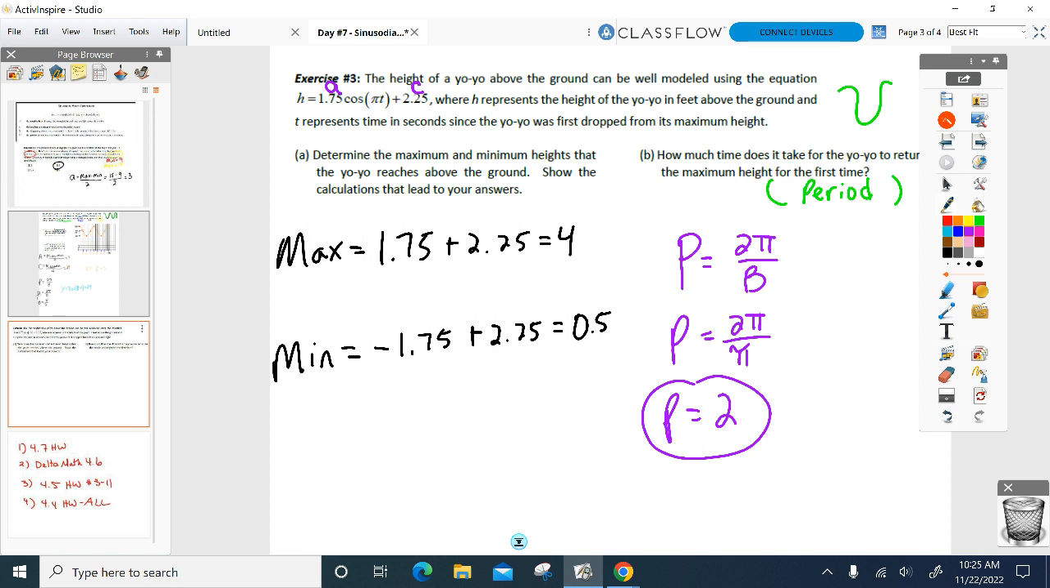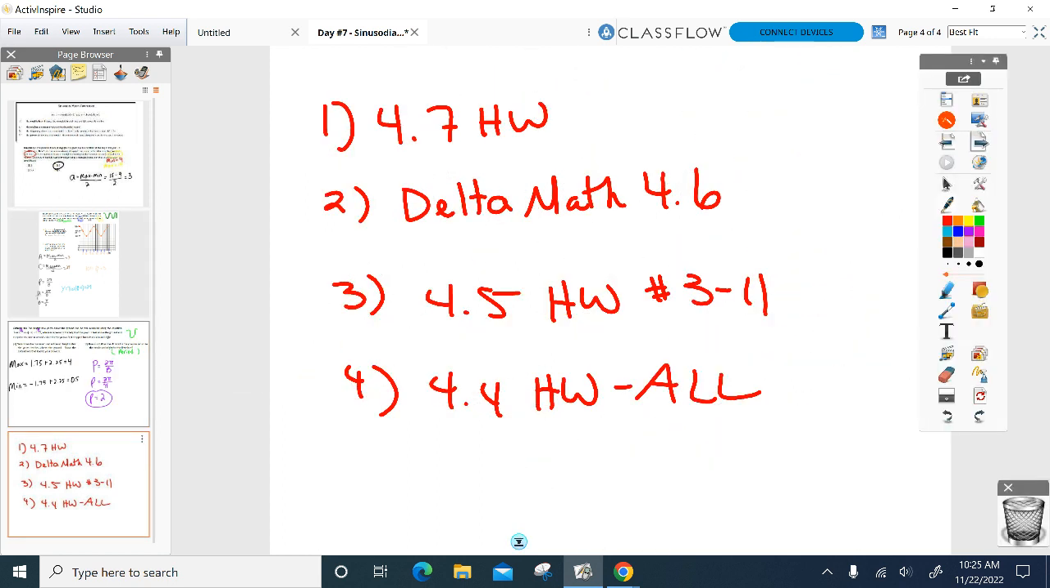All right, here's your task today, all the way up to the bell. You're going to start with this assignment right here, 4.7. You finish it up, and it looks good for me. Delta math from yesterday, 4.6. And that's probably as far as you'll get. All right, so I'll come around, help you guys out.